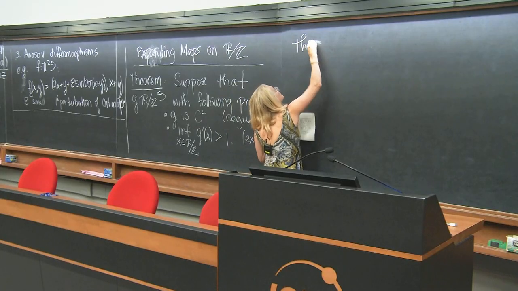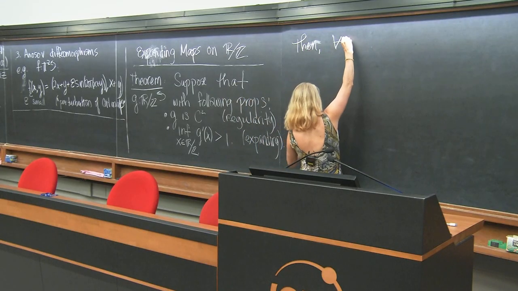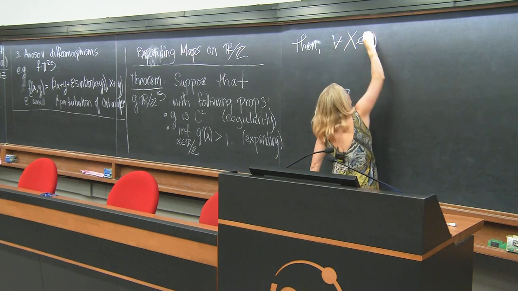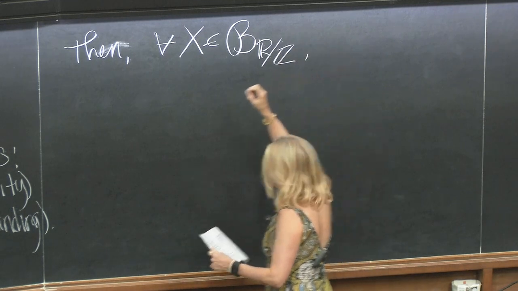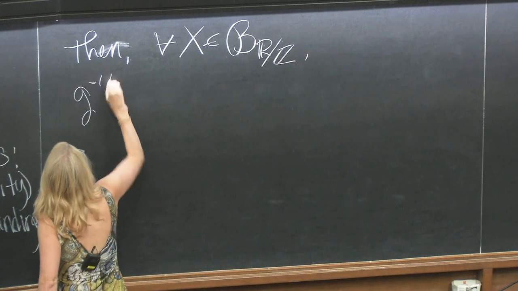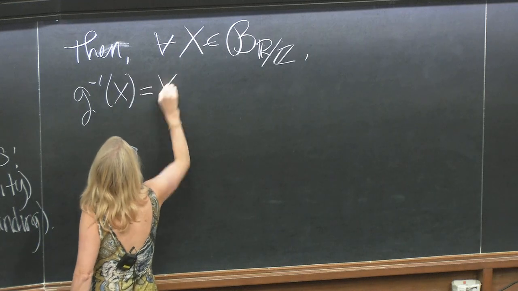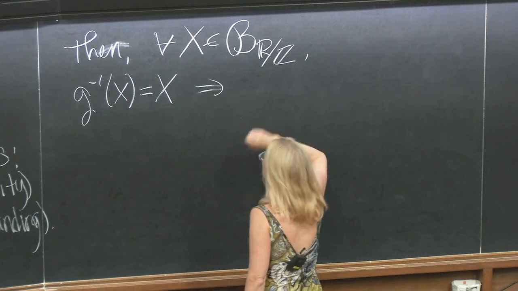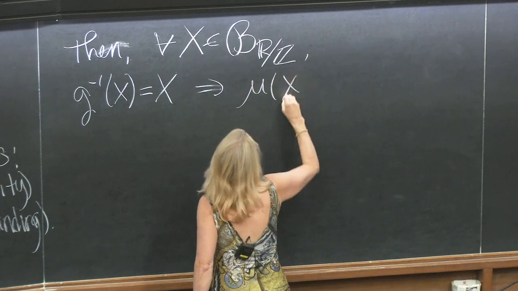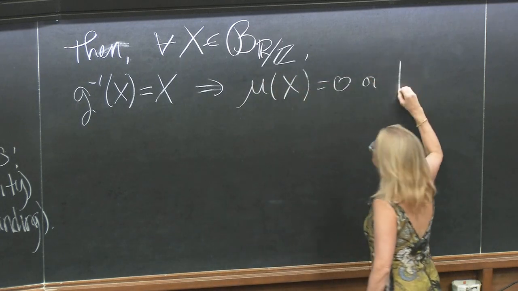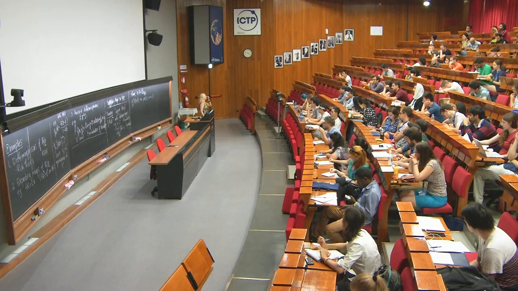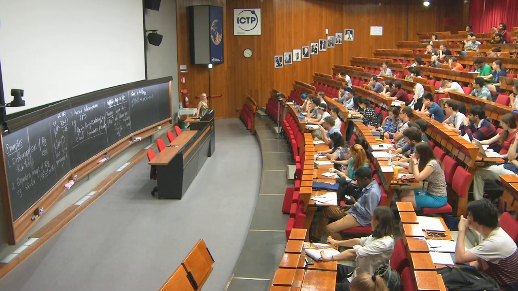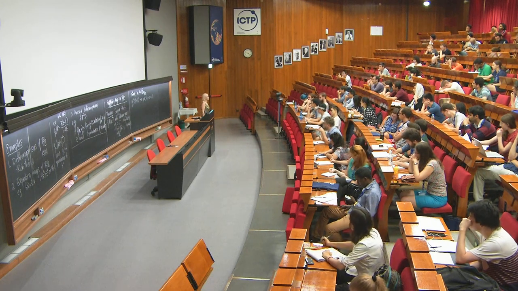Then, for any Borel set in R mod Z, if X is invariant under G, then the Lebesgue measure of X is 0 or 1. Notice I haven't given a hypothesis that G preserves Lebesgue measure. This statement's true even if G does not preserve Lebesgue measure.